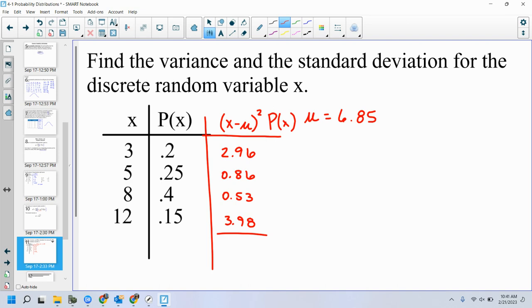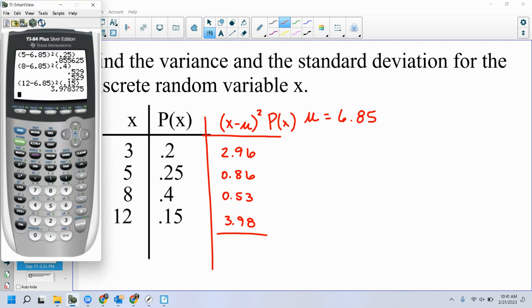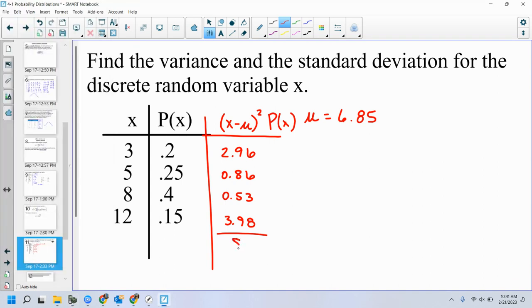Okay, so the sum of that is going to be my variance. 2.96, 0.86, 0.53, 3.98. 8.33. Just make sure I plug everything correctly. Yep. 8.33. So sigma squared, which is our variance, is 8.33. So let's figure out our standard deviation.